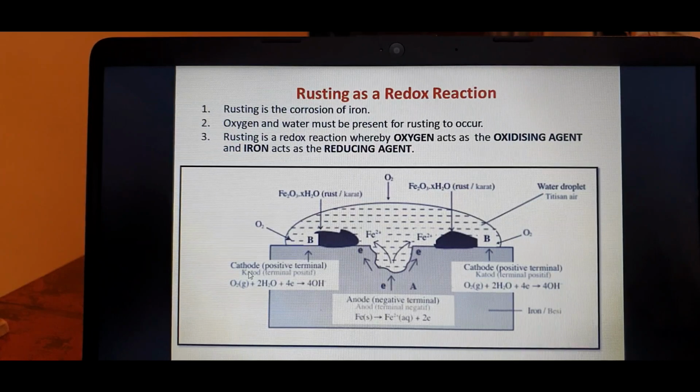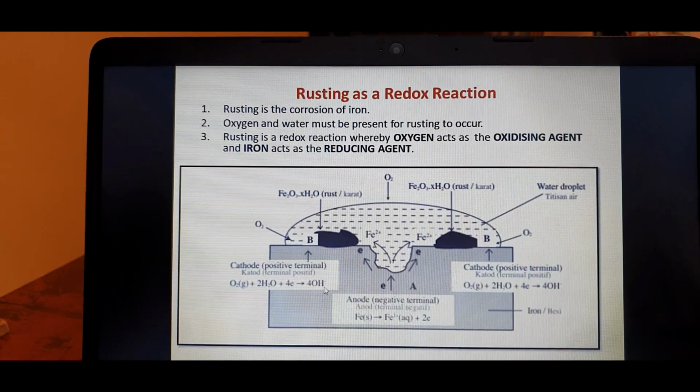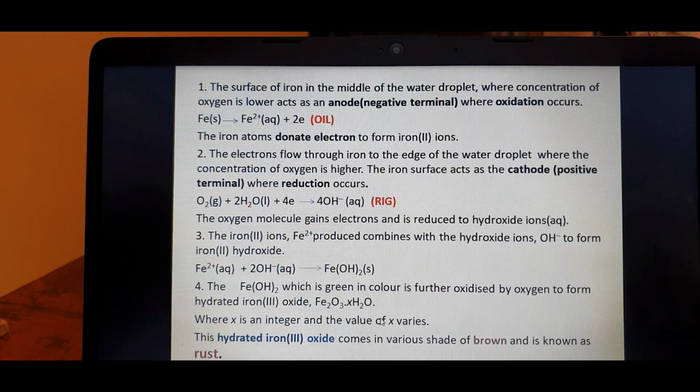You have a positive ion Fe2+, and a negative ion, hydroxide. The positive and negative ions will combine with each other to give you, what do they give? I'll show you the next page first. The positive and negative ions combine to give you iron(II) hydroxide. But iron(II) hydroxide is green in color. Further oxidation by oxygen in the air changes it to rust.